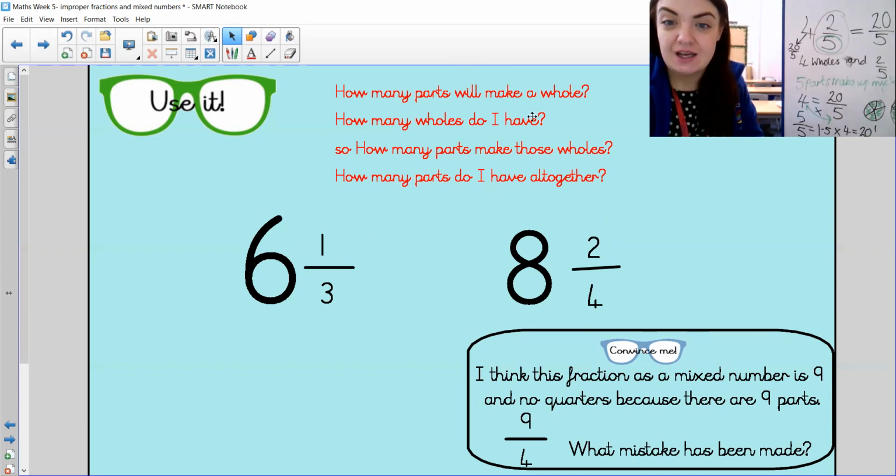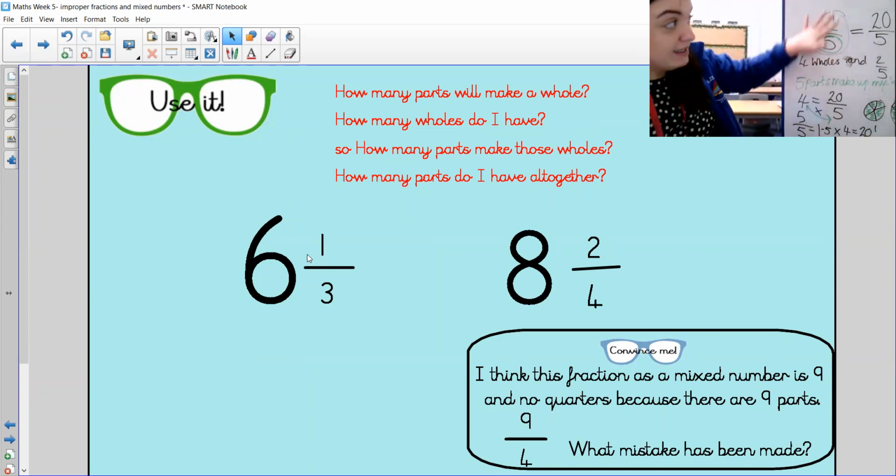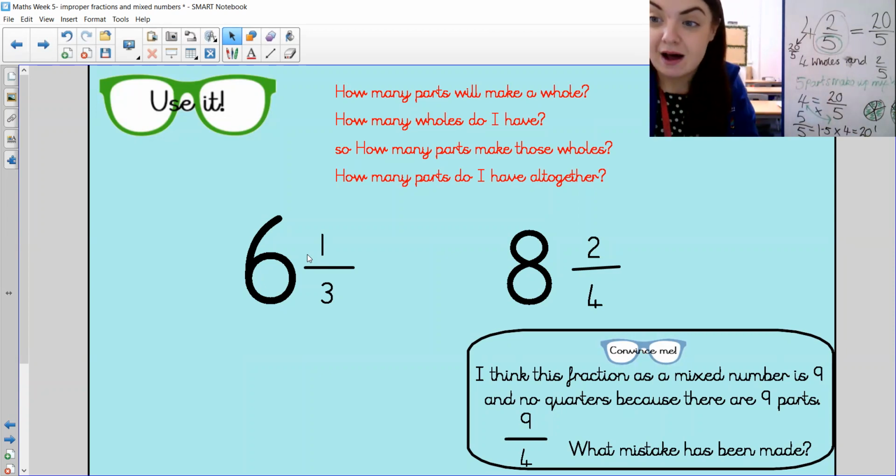I'd like to see you following these steps one by one to see what these would be as improper fractions. How many parts will make a whole? How many wholes do you have? So how many lots of that are you going to have? And then are there any parts that you need to add on? Think about that fraction at the end, you need to add that on at the end. I want you to have a go at those 2 for me. If you need to remind yourself of the process, just rewind me and rewatch how I did mine, and then follow those steps to have a go again.